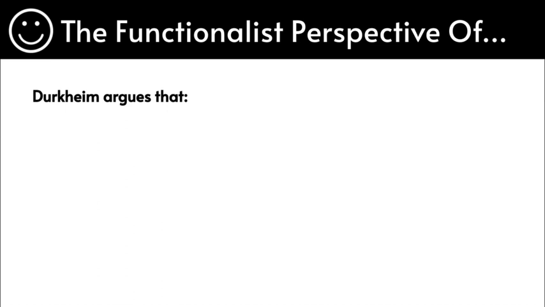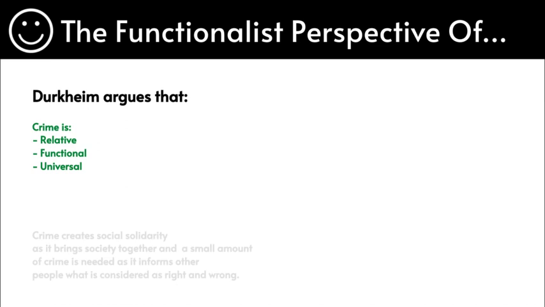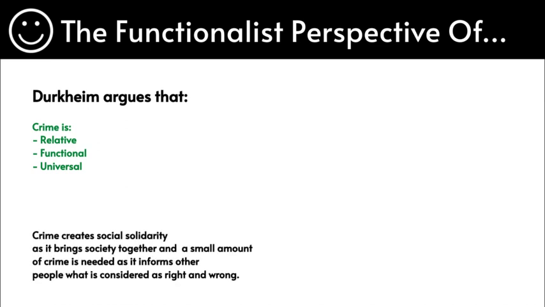Durkheim, again a functionalist, argues that crime has three different characteristics. Crime is relative, crime is functional, crime is universal. Universal in the sense that crime exists everywhere in the world. You can see it and you cannot stop it. Durkheim argues that crime creates social solidarity, in the sense that it brings the community together.